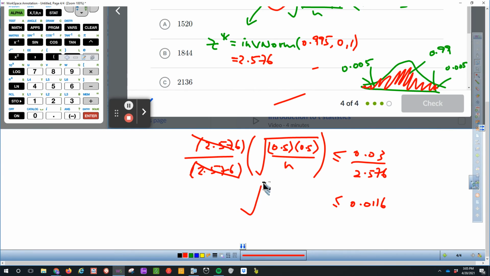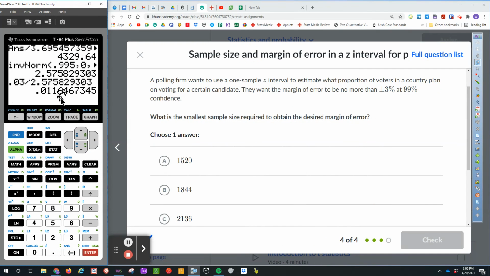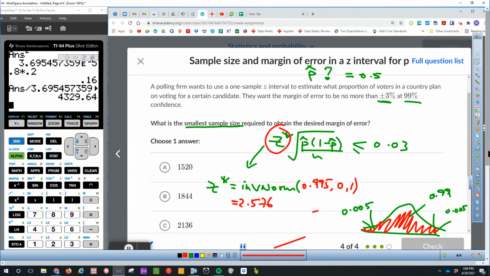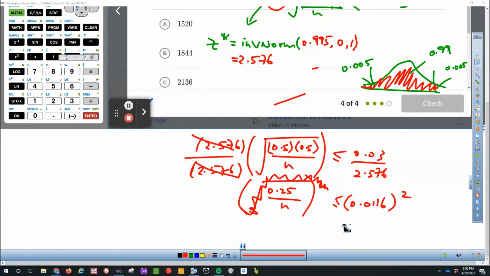All right, so the square root of 0.5 times 0.5, we know is 0.25, divided by n. So how do we get rid of the square root? By squaring both sides, right? Then the square root will go away. So let's take this value and square it. Oh, very small number. It's okay. So 0.25 divided by n.